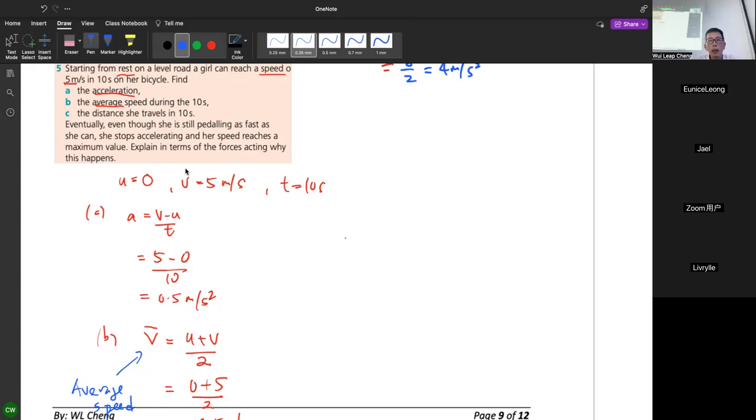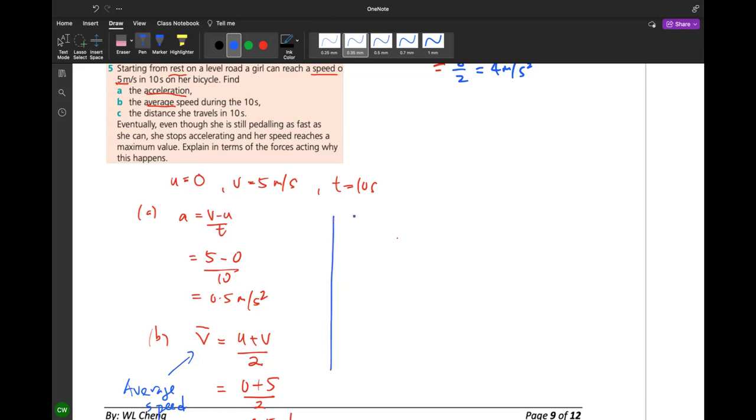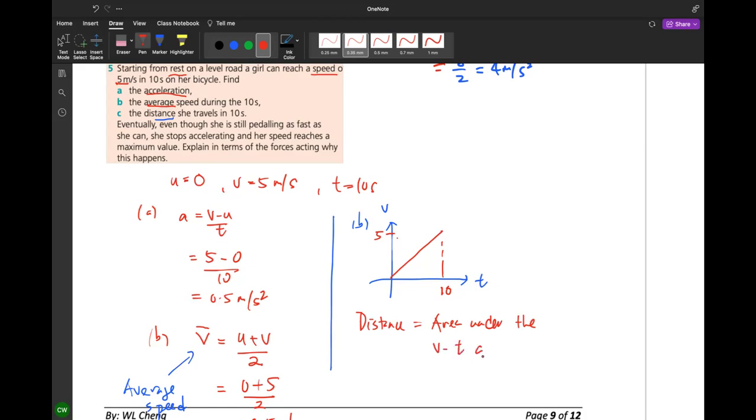Okay. The next thing you need to find is the distance. How do we find distance? The graph will look like this, the graph for speed and time. So we started with 0. The final speed is 5 after 10 seconds. So how do we find distance from the graph? What is the formula for distance? Distance is also equal to area under the velocity and time graph.